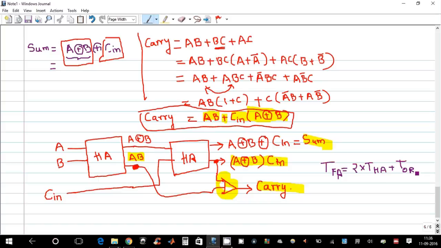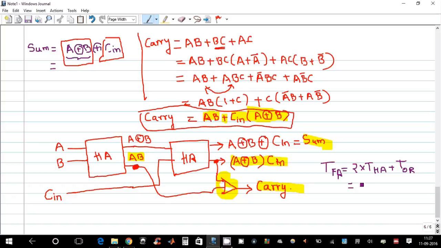Since it is 2 input, we are ignoring the 2 here. So that is equivalent to, what is the delay of 2 half adders? As we have discussed previously, the delay of a half adder will be the maximum of the delay of the XOR gate or the delay of the AND gate. Obviously the XOR gate will have more delay when compared to the AND gate. So directly we are replacing the delay of the half adder with the delay of the XOR gate.